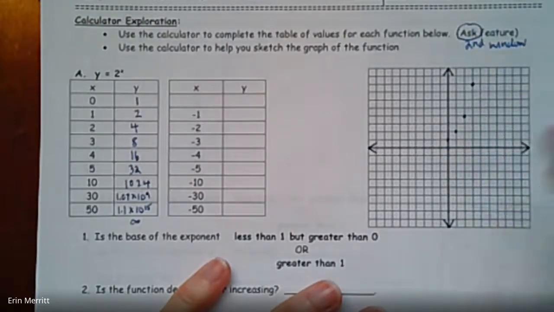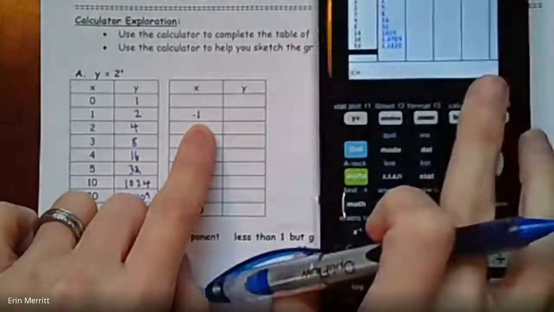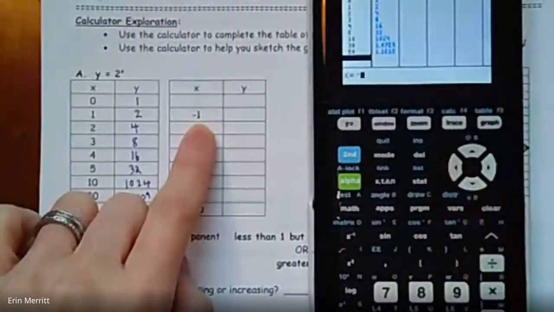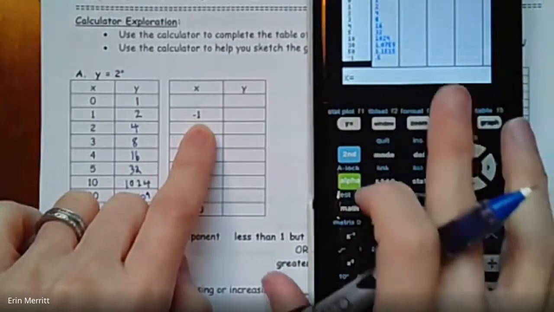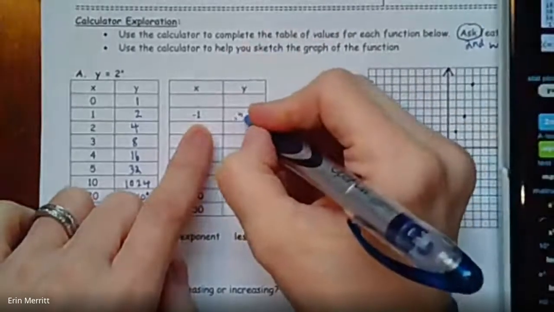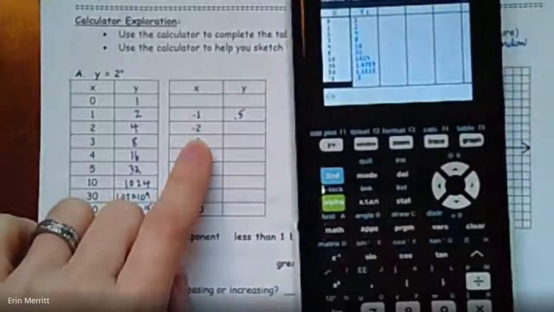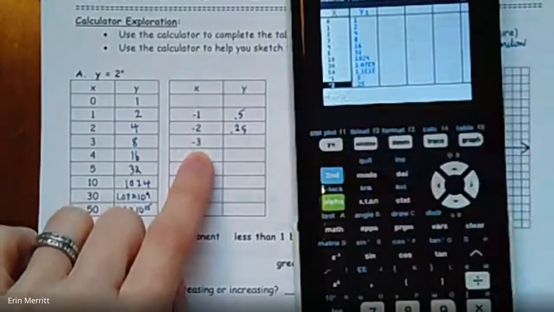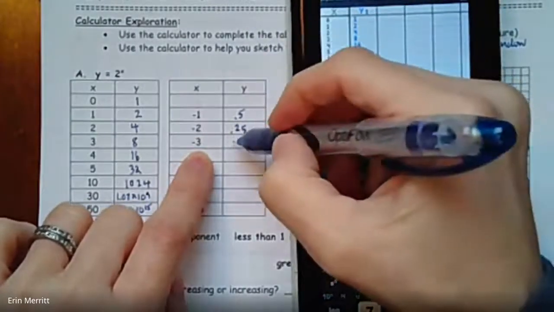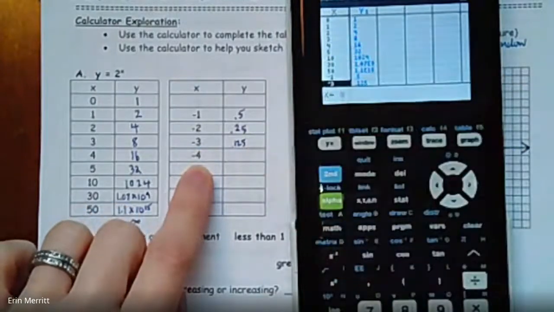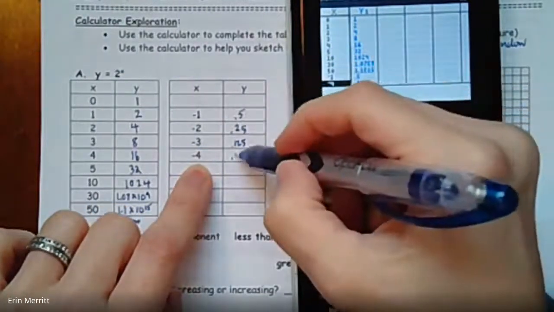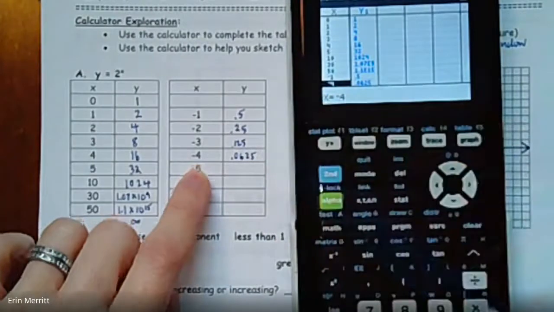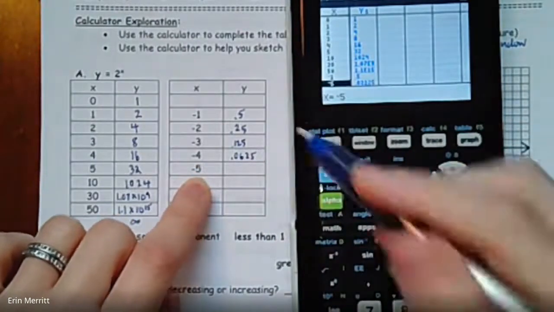Now let's do the negative half of it. So let's type in -1. That gives us 0.5. If we type in -2, that gives us 0.25. And then -3, 0.125. And what's going to happen is those values are getting smaller and smaller, but they're still remaining positive numbers.